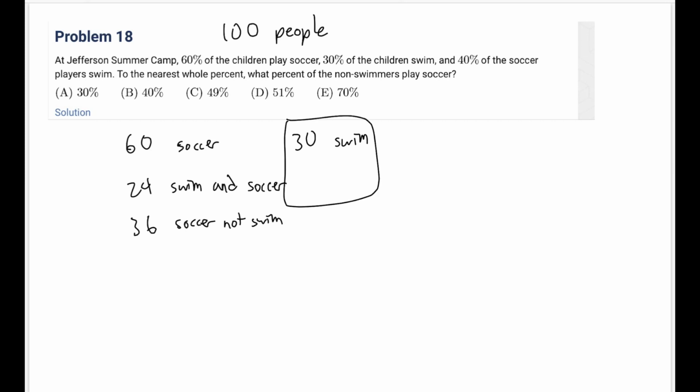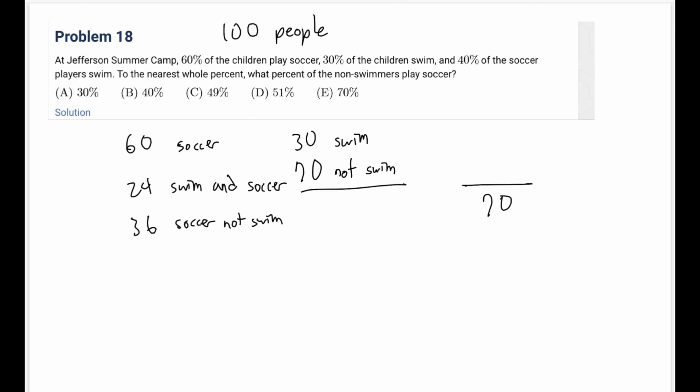Okay, so if 30% swim, so if 30 people swim, 70 people will not swim, right? And of the people that do not swim, so out of 70, what percent play soccer? So it's 36 people that play soccer but do not swim. So this is 36 over 70.